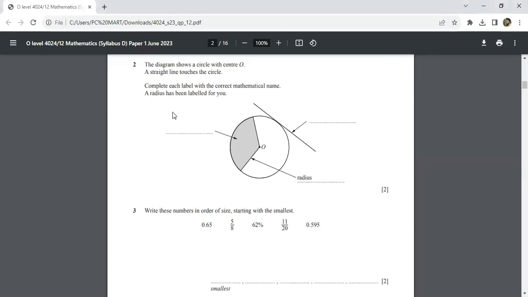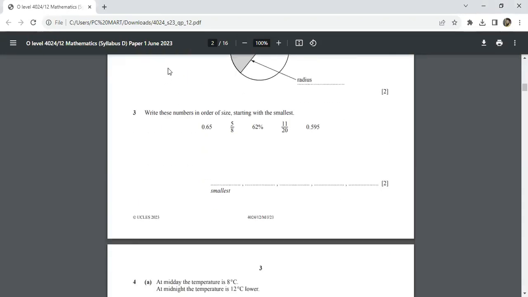Next question, write these numbers in order of size, starting with the smallest. Most of the students make a mistake over here when they have to arrange them in order. Either you must convert them into percentage, or into fraction, or into decimal, but you must convert them into one form. For example, over here we have two decimals, two fractions and one percentage. So it is very easy if we convert all the numbers into decimals.